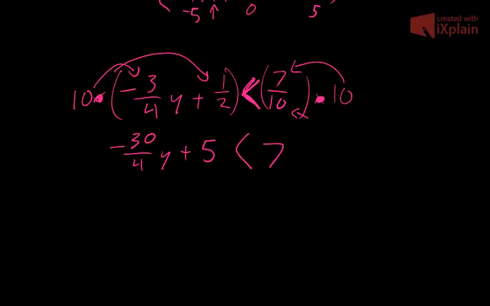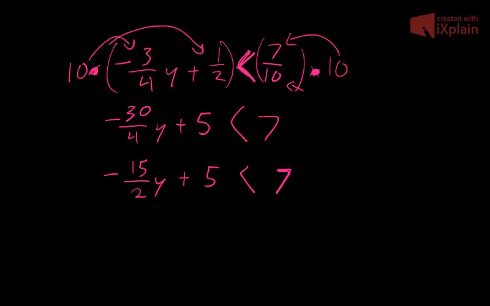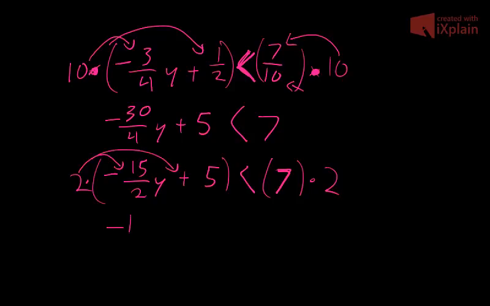But I still have this 30 over 4y, which I can simplify to negative 15 over 2y. Plus 5 is less than 7. And I still don't like that fraction there. So what I'm going to do is I'm going to multiply both sides by 2. 2 times that, and this times 2. And we should be all good to go after this. So my 2 is going to distribute in, and I end up with negative 15y plus 10 has to be less than 7 times 2, which is 14.